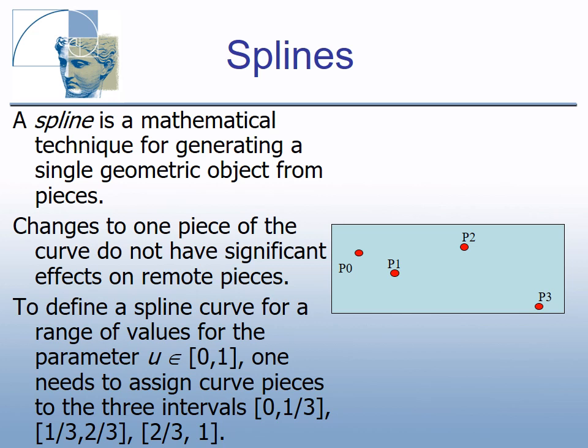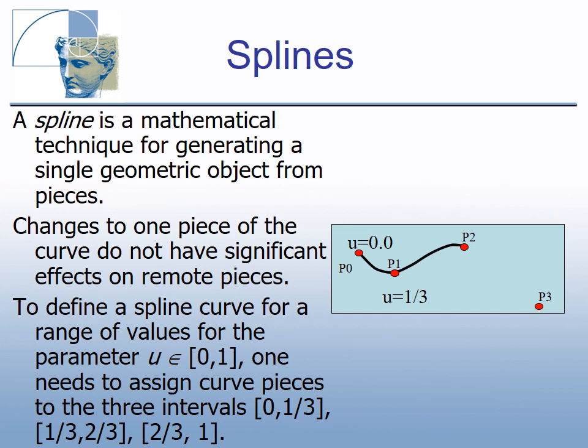An advantage of breaking a curve into pieces is greater flexibility, because you have many points controlling the shape, and changes to one piece of the curve do not have a significant effect on remote pieces. To define a spline curve for a range of values for the parameter t, say from 0 to 1, we tie together pieces of curves defined over intervals of values of t.